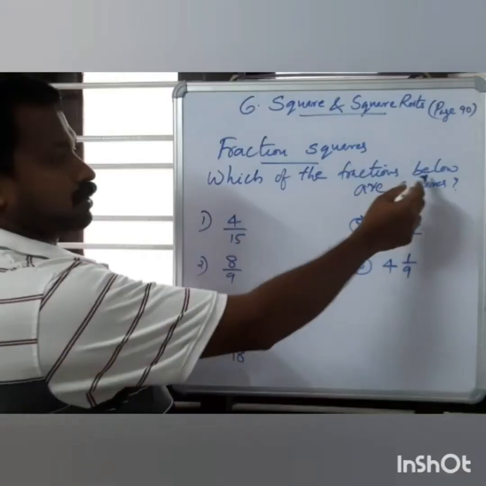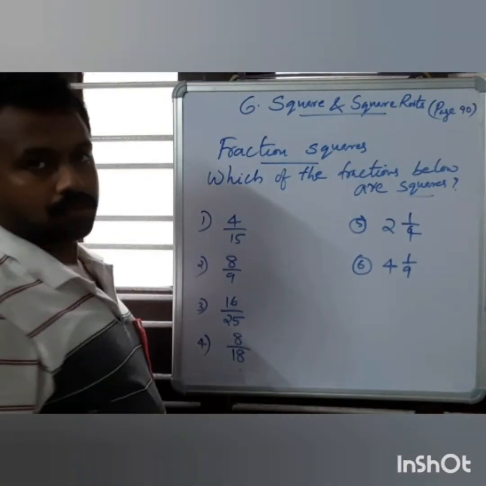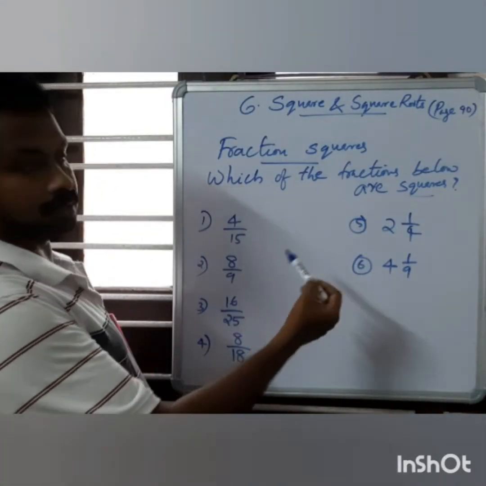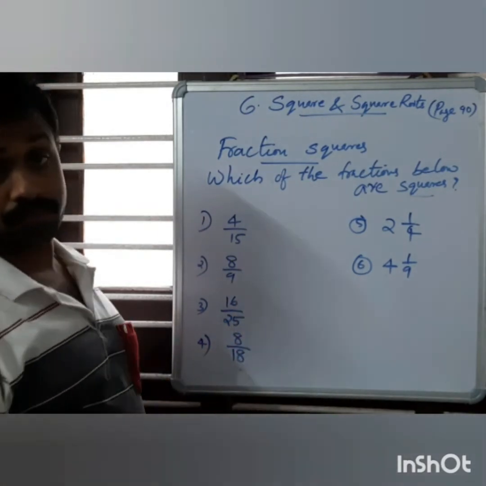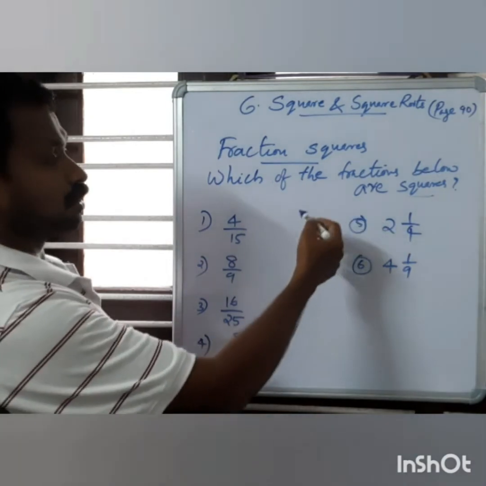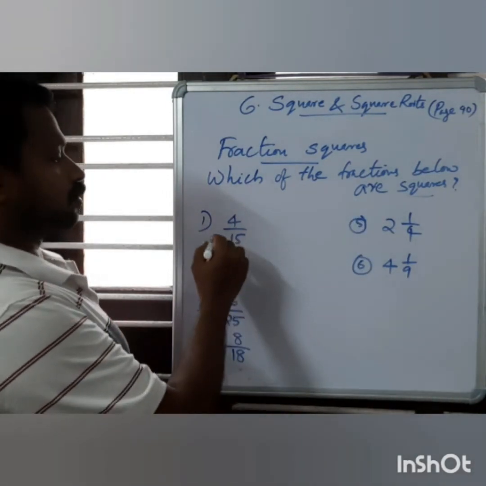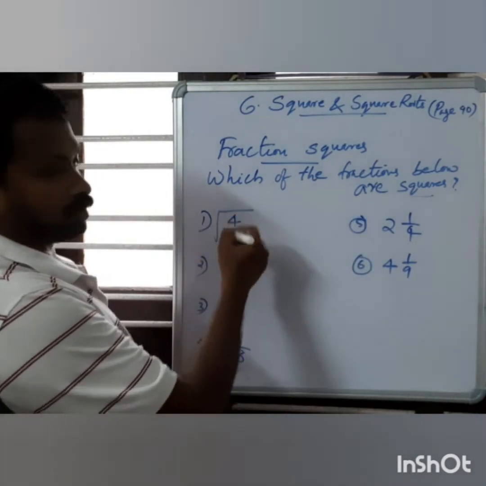Which of the fractions below are squares? Find out the squares from this. Or you can find out the perfect squares. You have to find out the fractions which are perfect squares. That means you can find out the square root of this one.